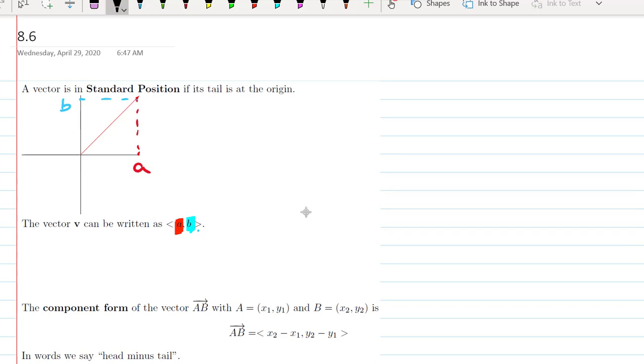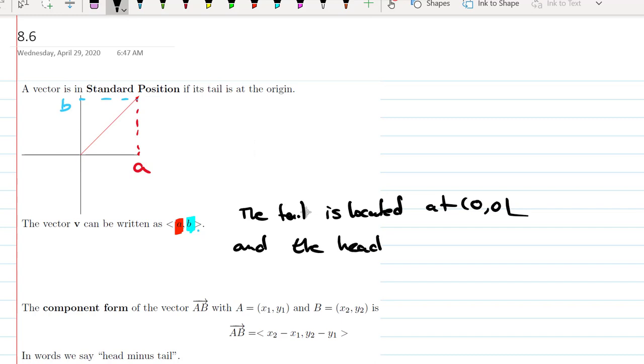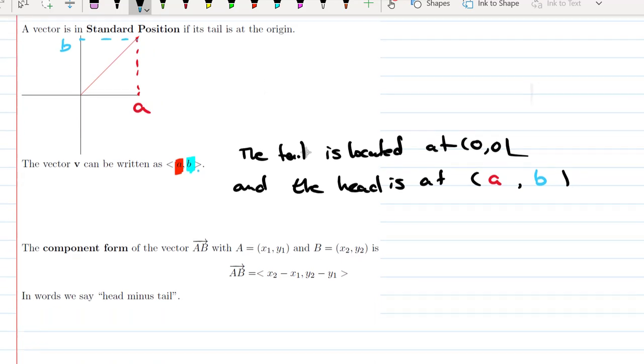So in this notation, the tail is always at the origin. So the tail is located at (0, 0), and the head is at (a, b). So when we see that notation, we know that the tail is always located at the origin, which means that the vector is then in standard position.